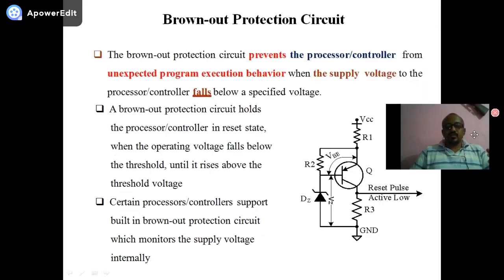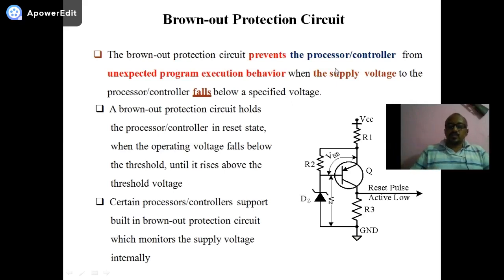Next one is a brownout circuit. The brownout circuit is nothing but a protection circuit for an embedded system. If the supply voltage varies or falls below the specified voltage, the embedded system sometimes behaves abnormally or shows unexpected program execution behavior. So this brownout circuit holds the processor in the reset state when the voltage falls below the threshold.